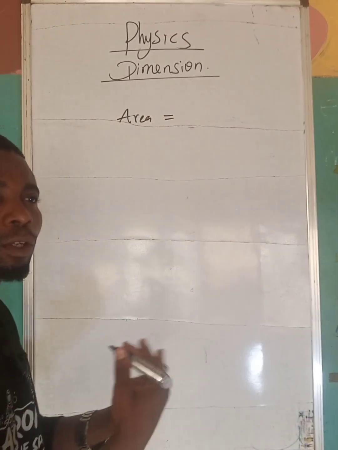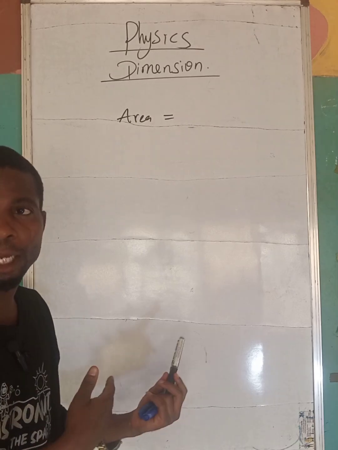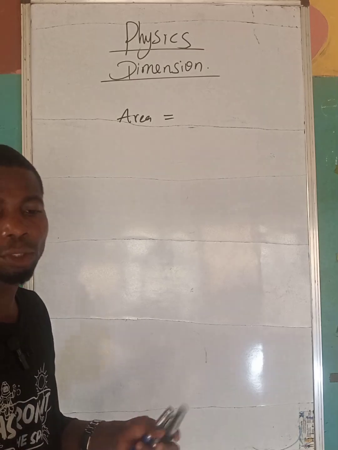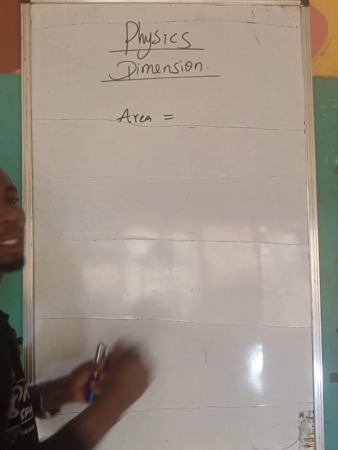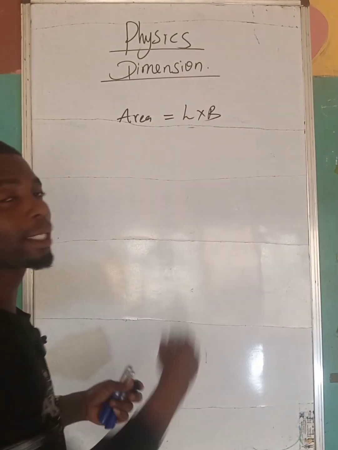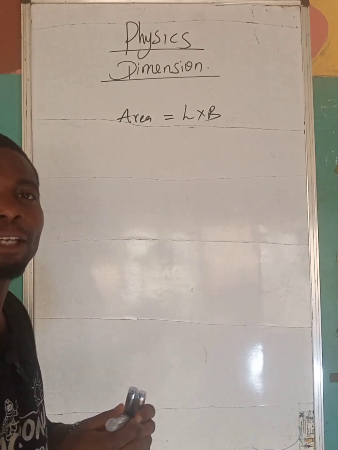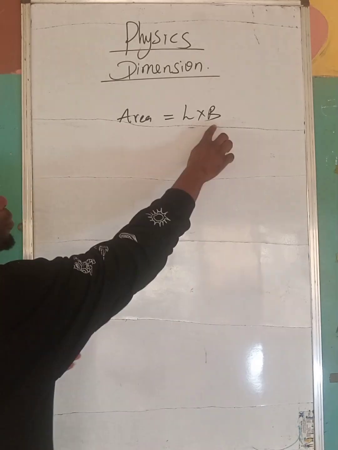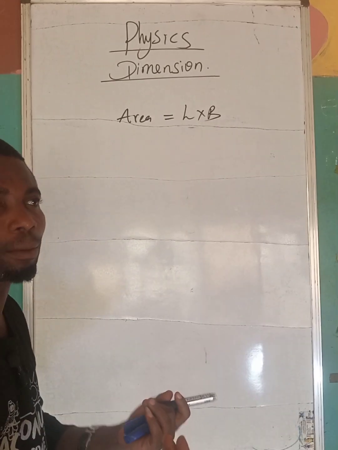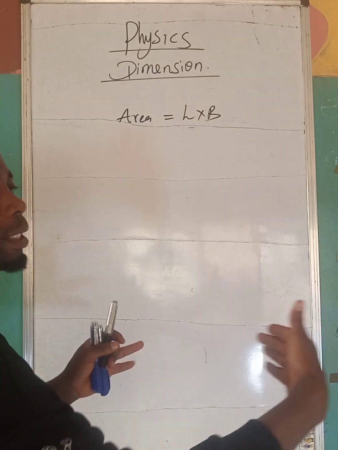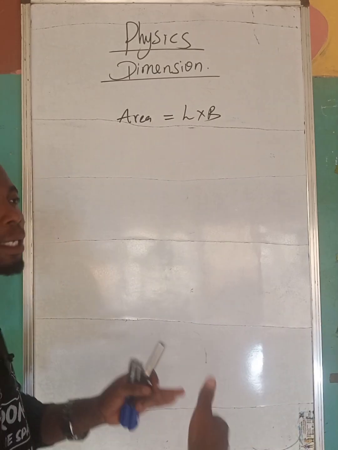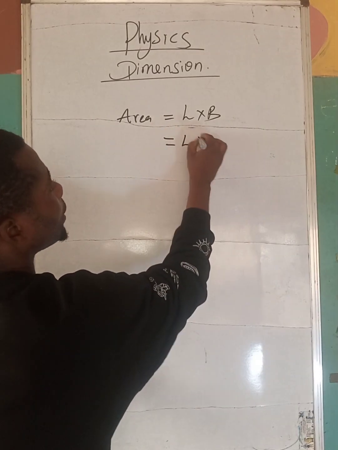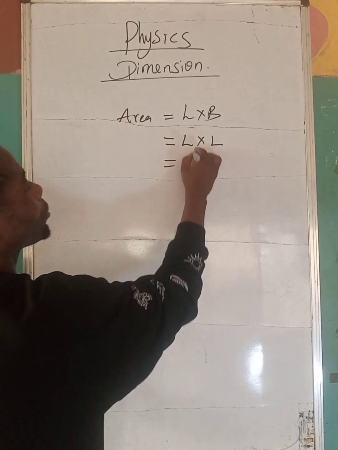What do you need to work on dimension? You need the formula of the quantities. That's the first thing. What is the formula of area? The area is length times breadth. And don't forget, in the video I released, I said anytime you are measuring distance, you are measuring the separation between two points. And separation, I said, is L. Then times L. Dimensionally, area is equal to L squared.